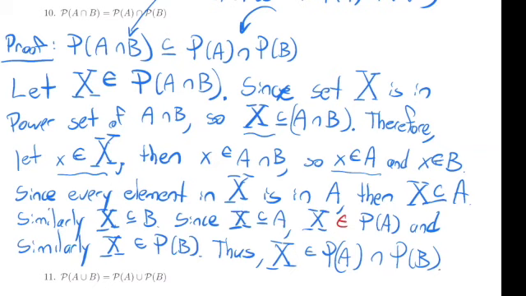So that proves one direction of this, but if we want to prove that these two sets are equal, then we need to do the opposite as well. I think it would be a good exercise at home to try and think about how you could prove that the power set of A intersect B is a subset of the power set of A intersect B. Once you show that, then we've got that these two sets are equal to each other.